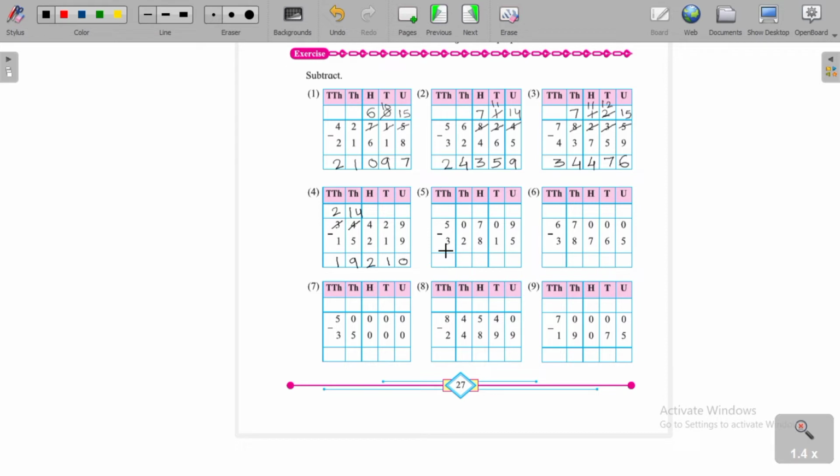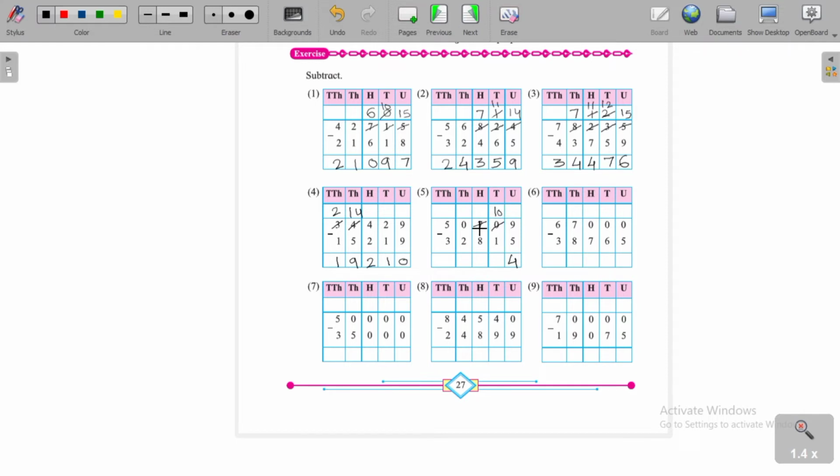Next, 50,709 minus 32,815. 9 minus 5 is 4. 0 minus 1, we cannot subtract 1 from 0. So we borrow from 7. 700, that is 10 tens we are borrowing here. So those 10 tens and these 0 tens together they make 10 tens.